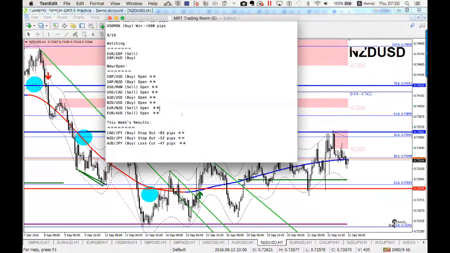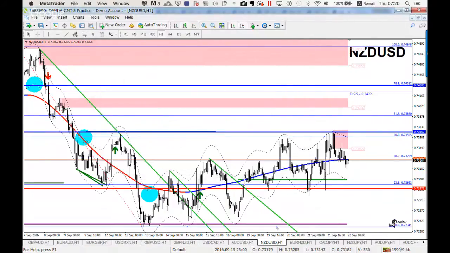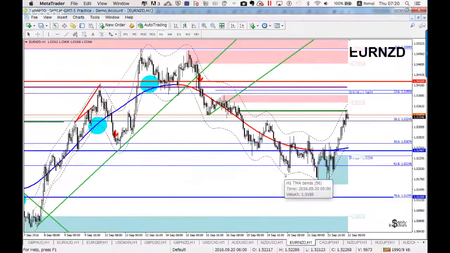Finally, Euro Newsy sell and Euro Aussie sell. Now the Euro Newsy sell, I did close this out. It hit its first profit target. It looked like it was going to move lower and get to the second.